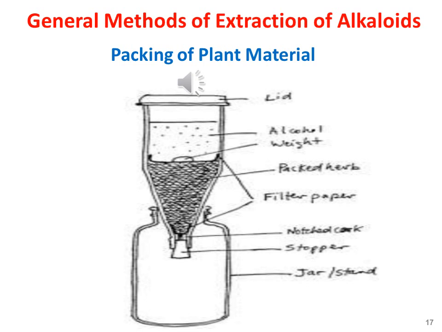On this slide, I have shown the packing of the plant material. At the top you may see a lid. You may place a lid if your menstruum or the flowing liquid is volatile. Then comes your liquid. At the bottom you may see a stopper on which a filter paper is placed. Over the filter paper I have placed the moistened plant material that contains the alkaloid material.